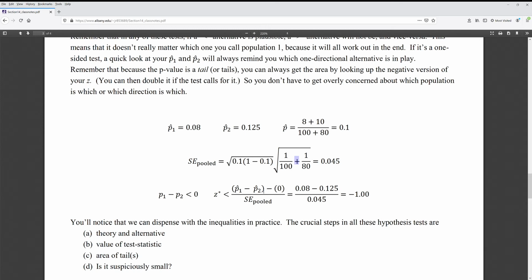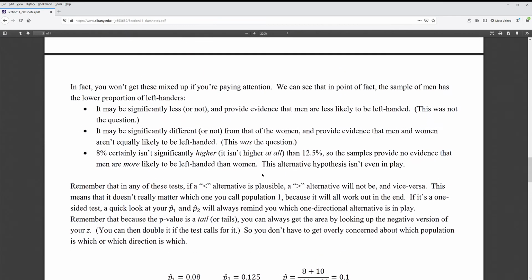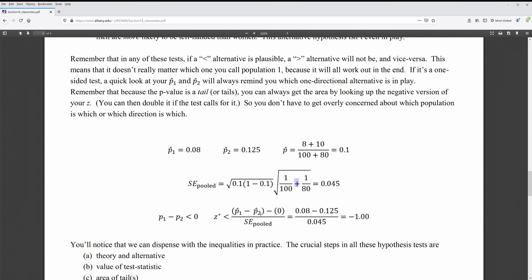And the only thing it will do in the numerator, if you swap the P1 and the P2 hats around, is change the sign on the numerator. So in the end, it's just going to change the sign on your z if you call 1, 2, and 2, 1. But we know by now that we're talking about tails. If it's a negative z, you look it up because the tail is to the left. If it's a positive z, you look it up and do 1 minus because the tail is to the right. Alternately, as we've seen, you make it negative and look it up. It comes to the same thing.